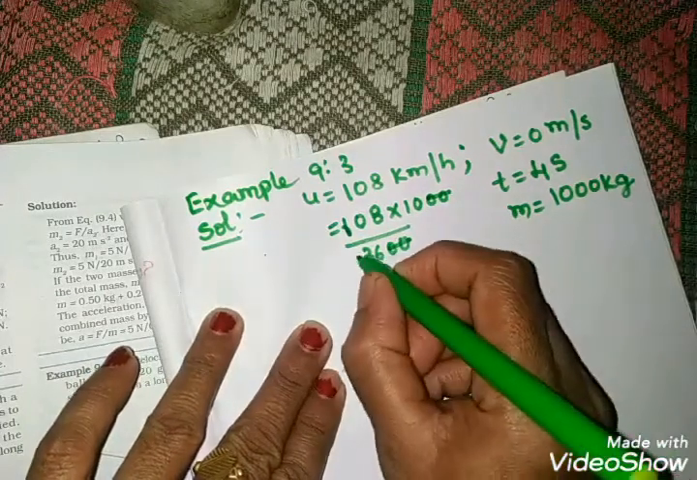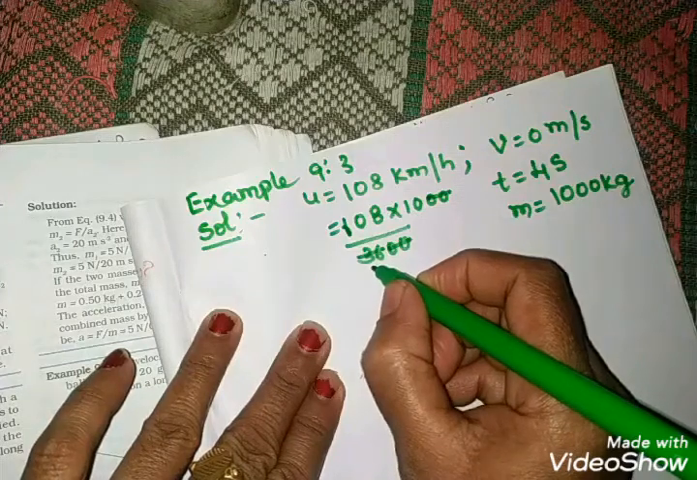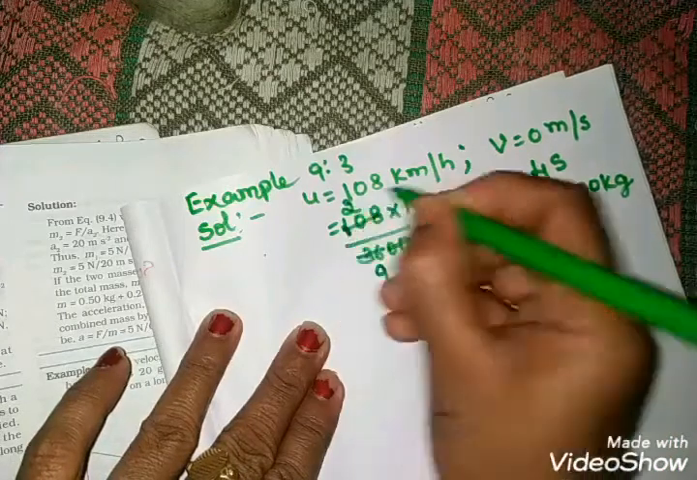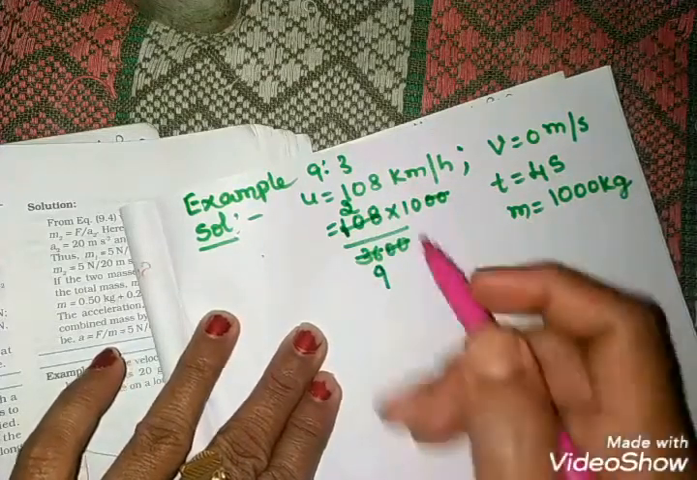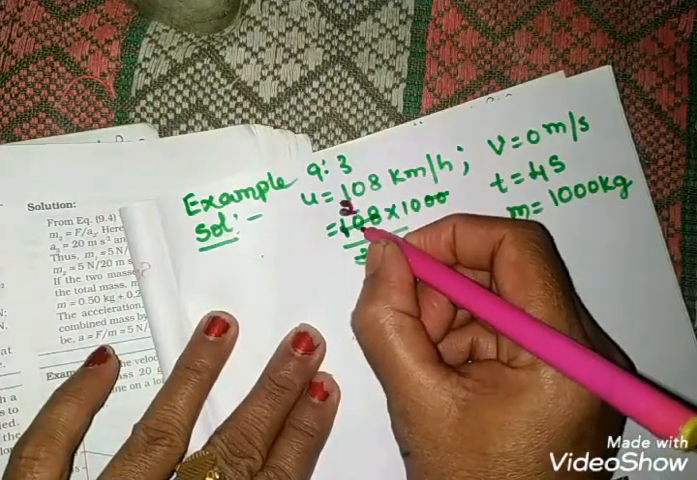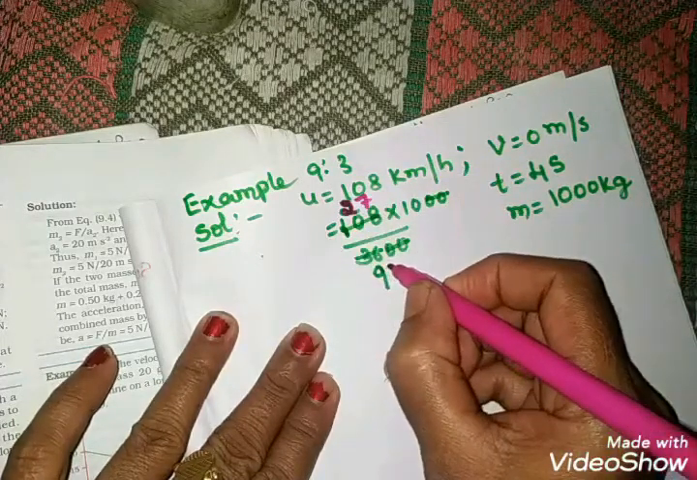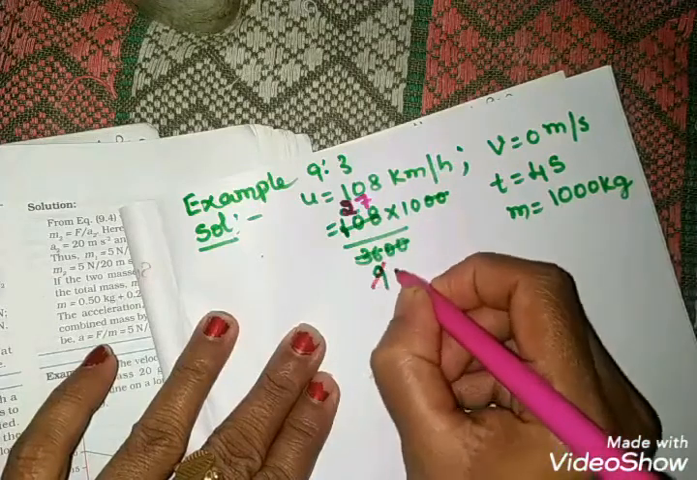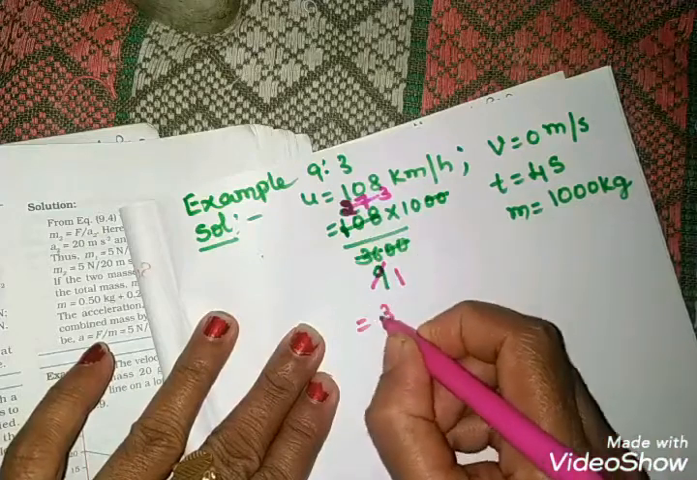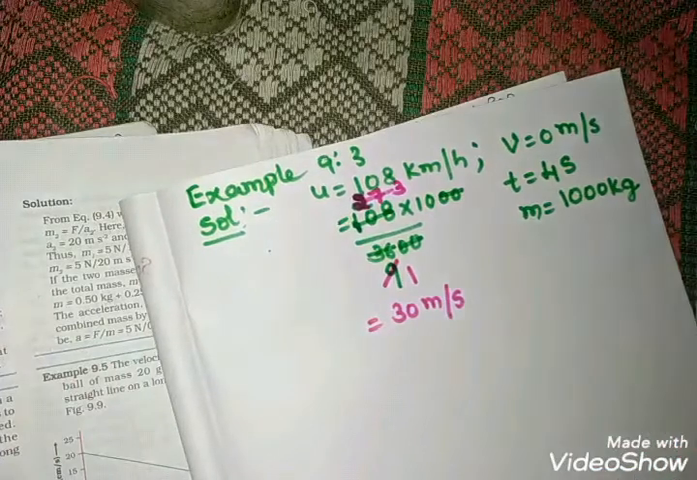Which table we can use? We can use 4 also. 4 9s are 36. 4 2s are 8, children. How much remained? 2. 4 7s are 28. Here 4 9s are 36. Correct now. Next, 9 1s are 9, 3 10s are 30 meter per second. This has been converted into meter per second.